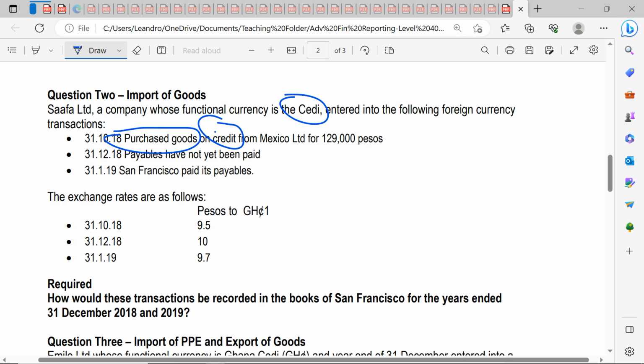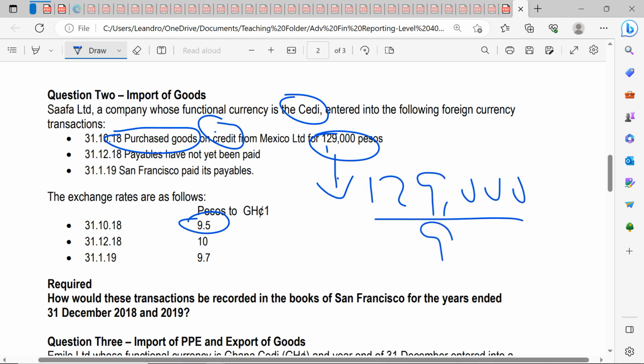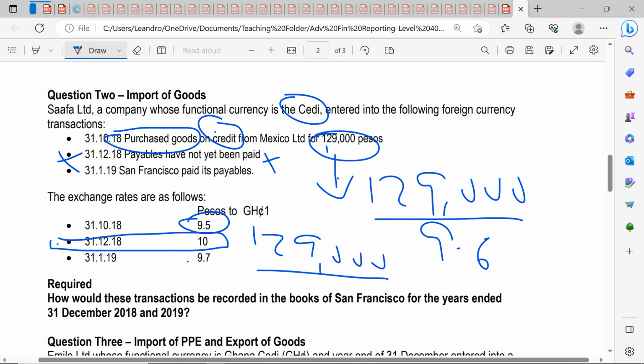are monetary items. So at inception, on day 1 transaction date, they will use the transaction date rate, which means this 129,000 purchases, they will convert into Ghana cedi at 129,000 divided by 9.6. Now we were told that as at the year end, they have not paid. So what it means is the entity still owes 129,000 at the year end, and therefore at this year end they will translate the 129,000 at the rate of 10.